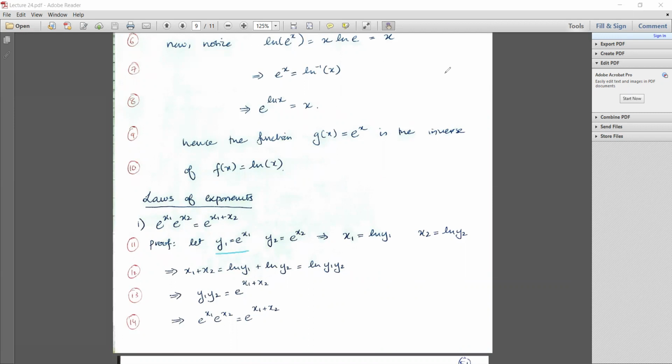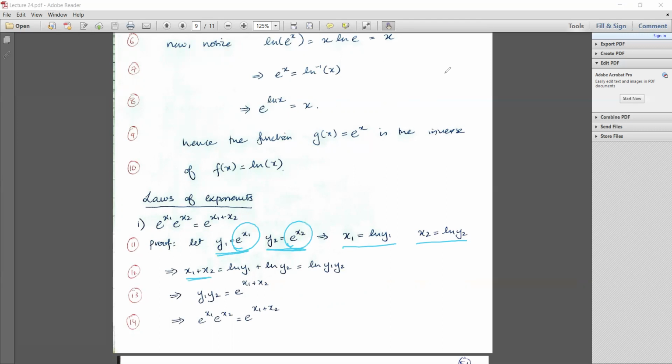If I let y1 be equal to e raised to power x1 and y2 be equal to e raised to power x2, right? Then x1 is ln y1 and x2 is ln y2. Just by definition of the exponential function, right? The exponential function is the inverse of the natural log function.